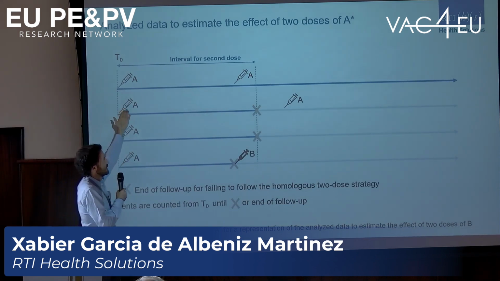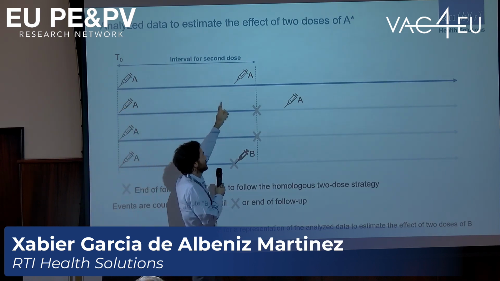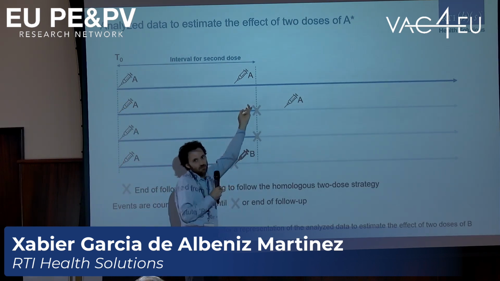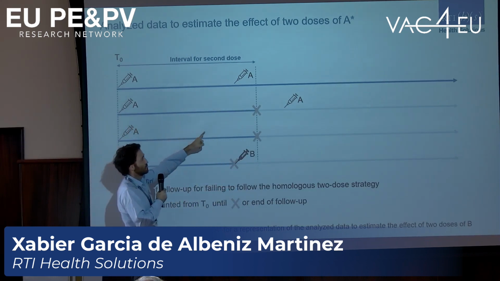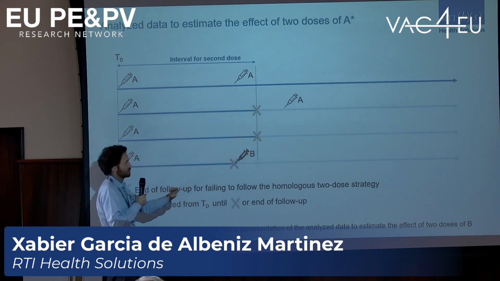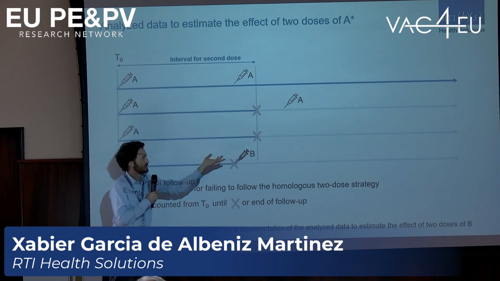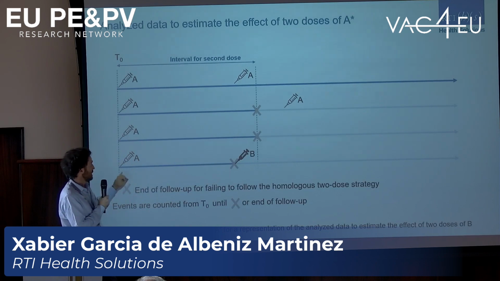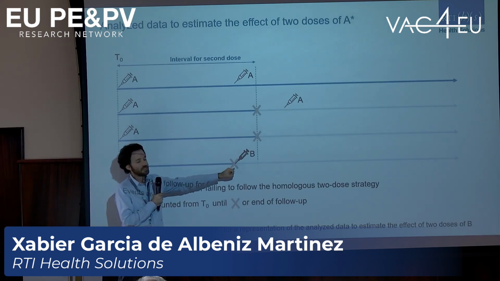So, for the first example, all the person time is compliant because they received the second dose when they were expected to receive it. The second example, they stopped being compliant when they didn't receive the vaccine by the end of the period that they were supposed to receive it. The same with the third case, because they didn't receive any second dose. And in the fourth case, they deviate from the assigned strategy when they receive a different brand.